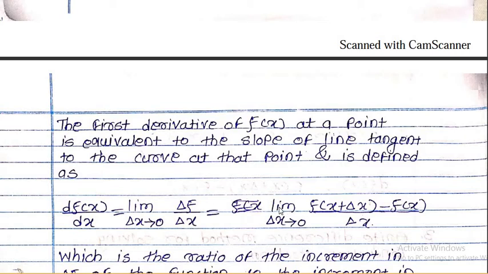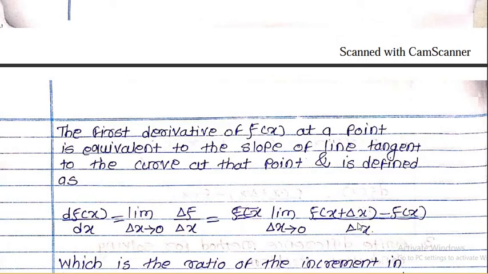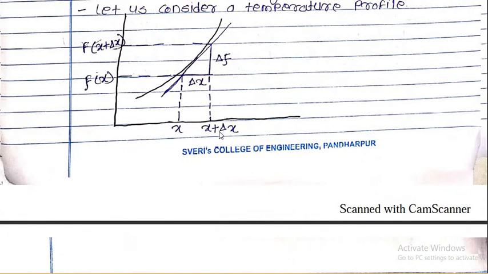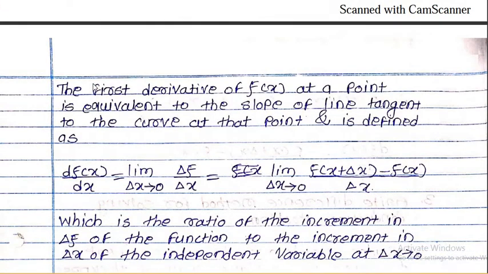So we'll get the equation as the limit as delta x tends to 0 of f of x plus delta x minus f of x, divided by delta x. That is the difference in value of the y-axis divided by the difference in value of the x-axis. Here the difference in value of the x-axis will be x plus delta x minus x, which gives us delta x only, and the difference in value of the y-axis will be f of x plus delta x minus f of x, that we have written over here.